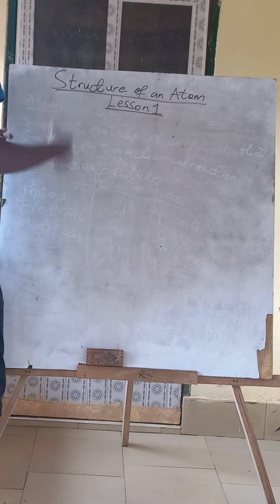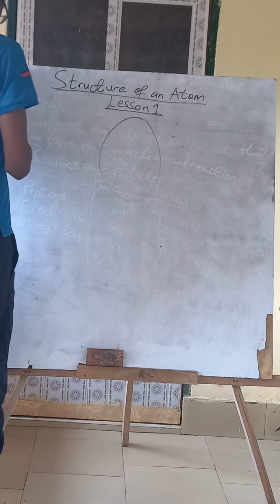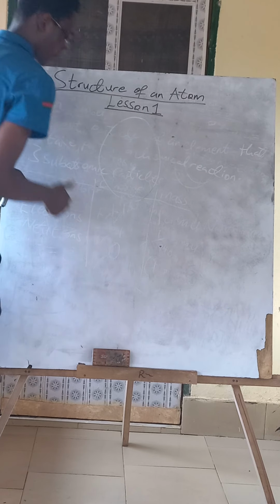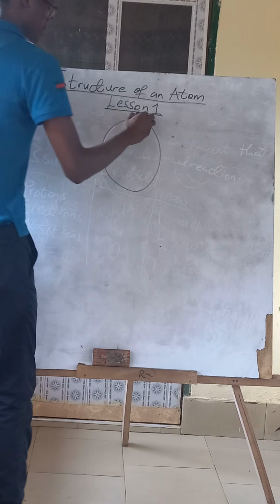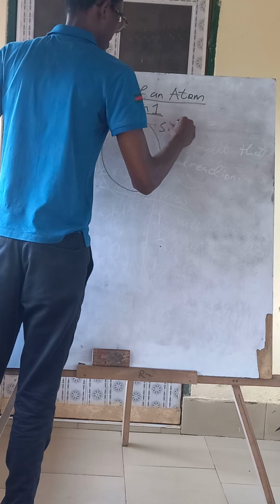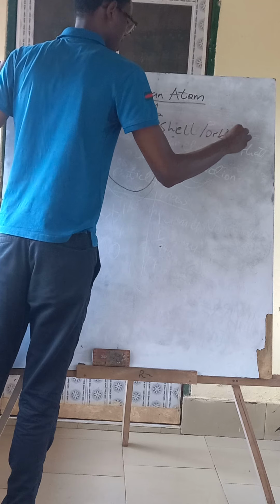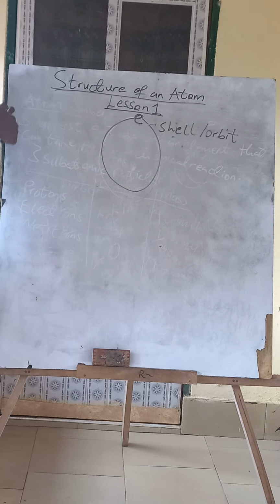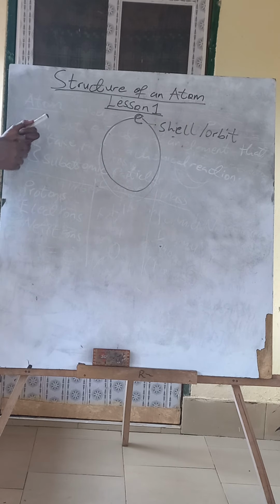Let us quickly look at the structure of an atom. Every atom has a shell. So this is the shell of an atom. The shell or the orbit is where the electrons of an atom are located.